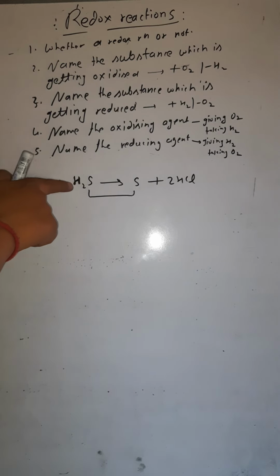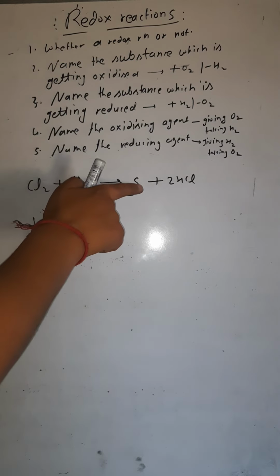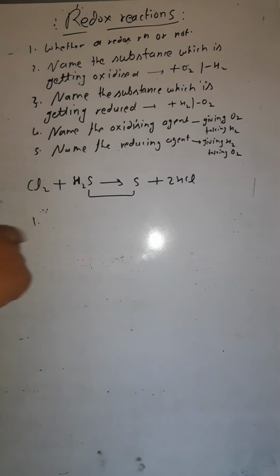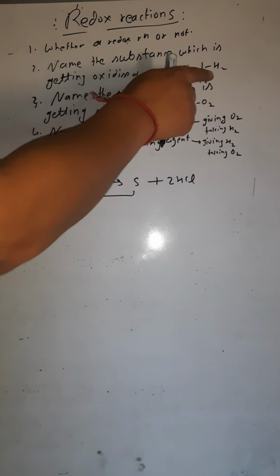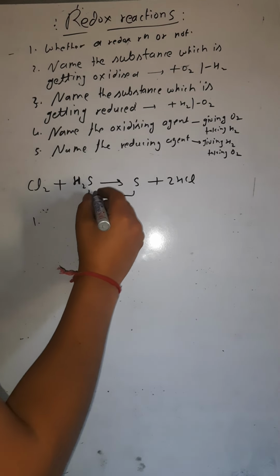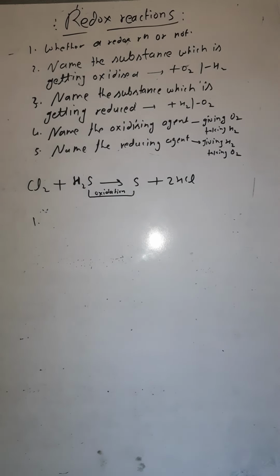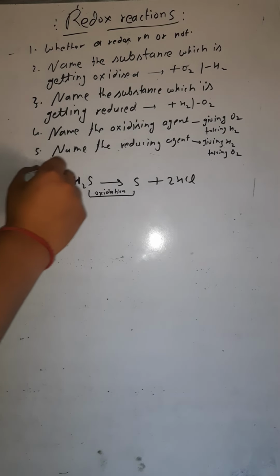Earlier H2S had hydrogen. Now sulfur is alone here. Hydrogen is not here, so it means hydrogen has been removed from here. Where hydrogen has been removed, removal of hydrogen is called oxidation. So here oxidation is taking place.